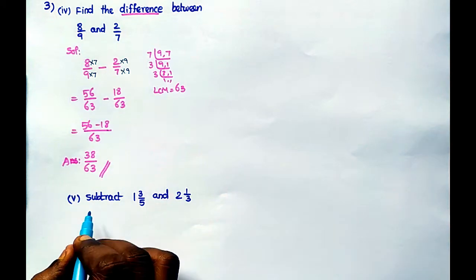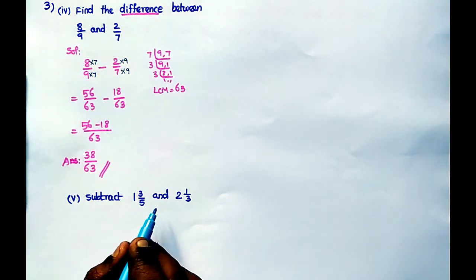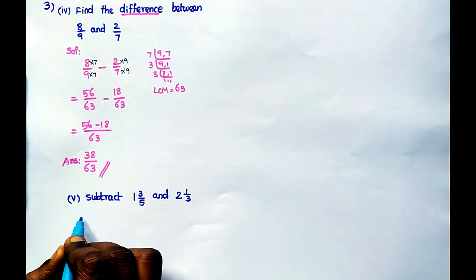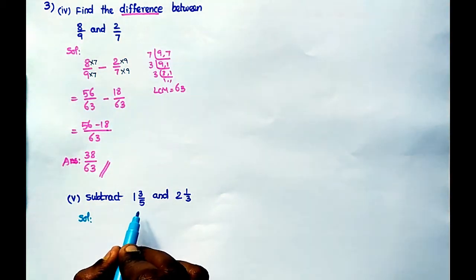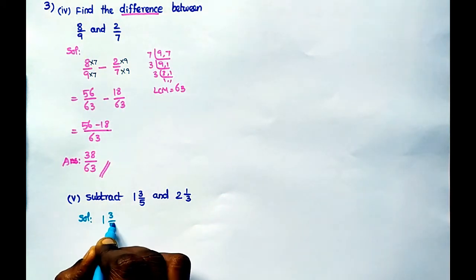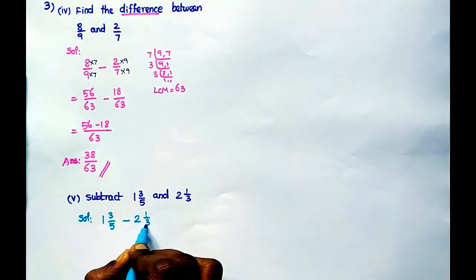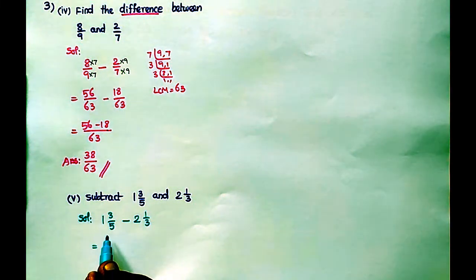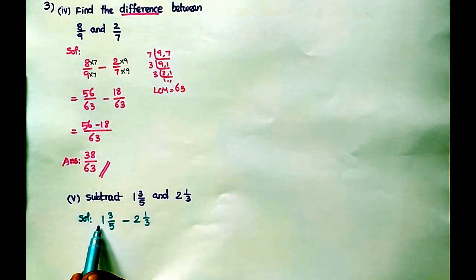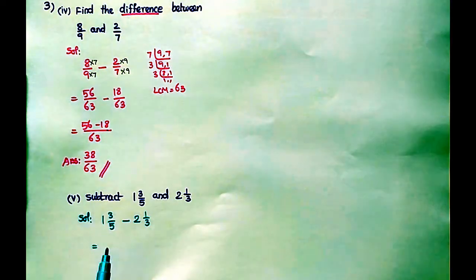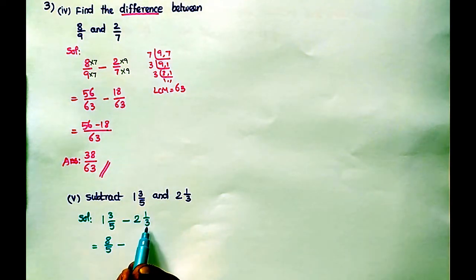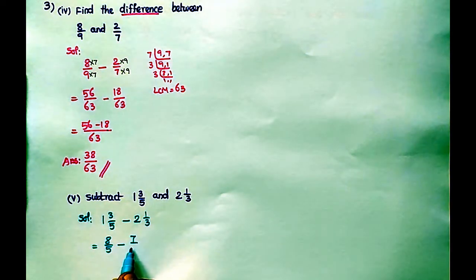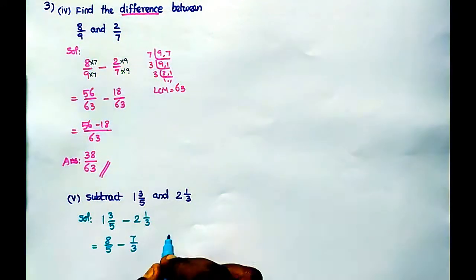Fifth subdivision, subtract 1 3 by 5 and 2 1 by 3. First change into improper. So 1 5 is 5 plus 3, 8 by 5, minus 3 2s are 6 plus 1, 7 by 3. Take LCM for that.